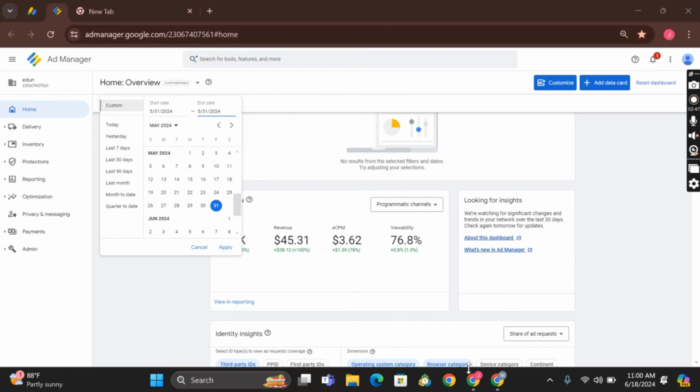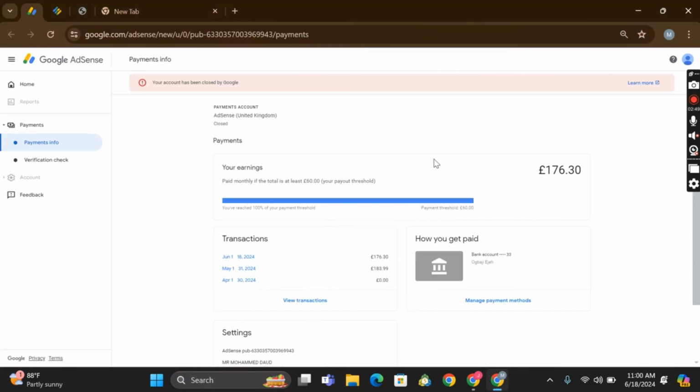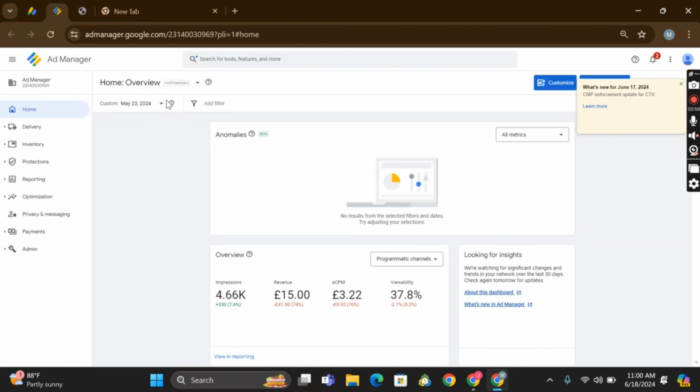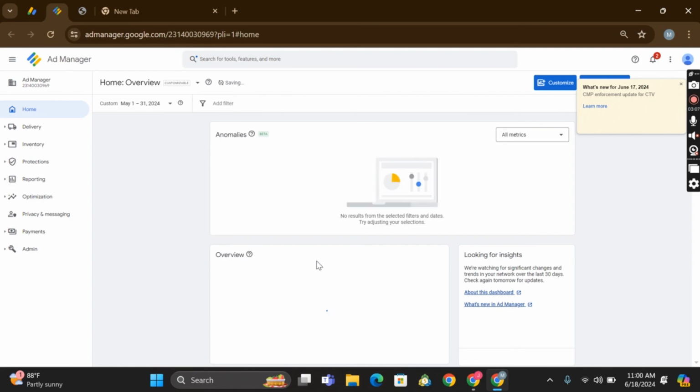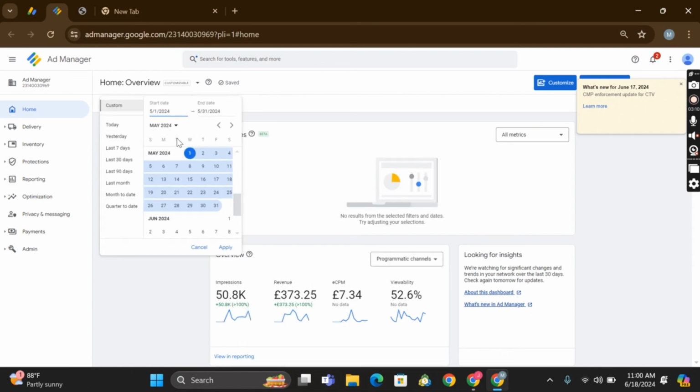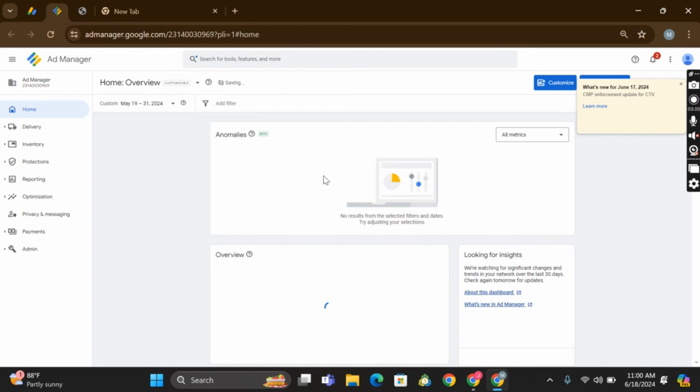Then I have another account. This is just a fully verified UK AdSense account. After loading, I was left with a balance of £183.99, having loaded around 300 and something pounds in this particular account. And I didn't start on May 1st. I started at the end of May, around May 17th to 19th. With that, I was able to load over 300 pounds, close to 400 pounds, if I'm not mistaken.